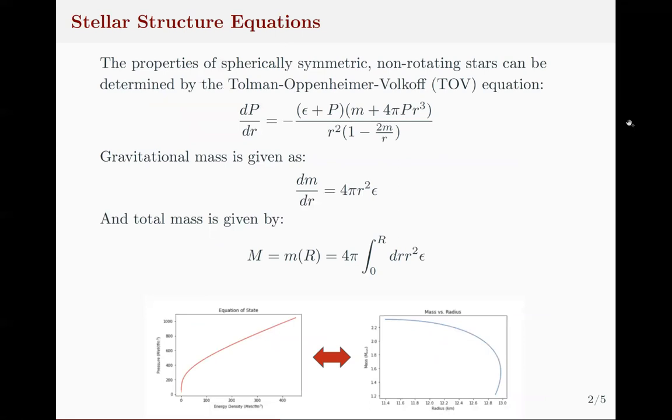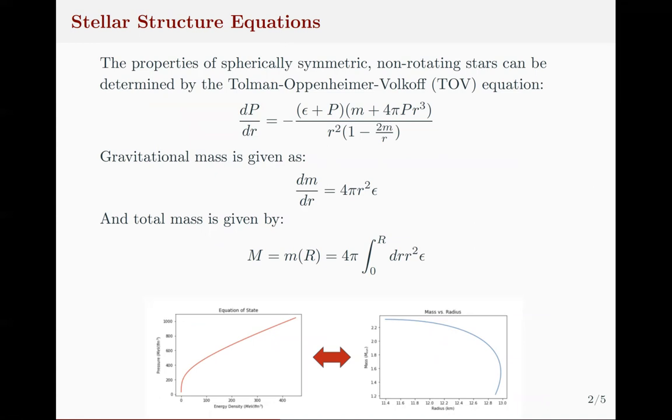How we arrive at observable properties like mass and radius of a neutron star from its equation of state is through a set of nonlinear partial differential equations referred to as the stellar structure equations. The simplest version of these equations are the Tolman-Oppenheimer-Volkoff or TOV equations, shown here on the screen, which are used to describe spherically symmetric non-rotating stars.